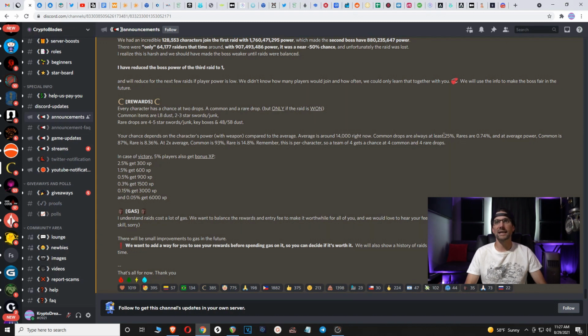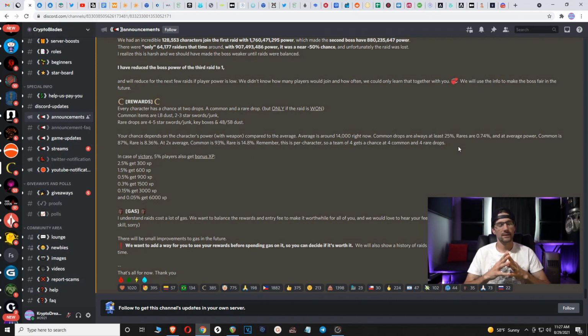Common drops are always at least 25%. Rares are 0.74 at average power. Common is 87%. Rare is 8.36%. At 2 times average, common is 93%. Rare is 14.8%. Remember, this is per character, so a team of 4 gets a chance at 4 common and 4 rare drops. So the stronger your character and the stronger your weapon, the higher probability you're going to have to get those rare drops.